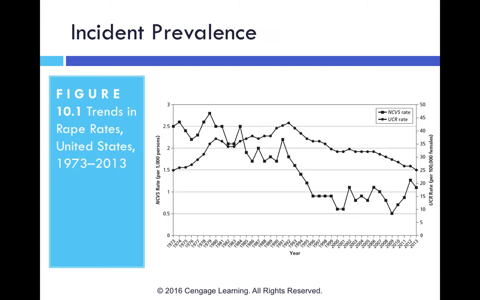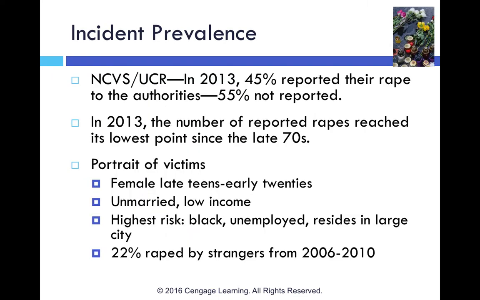We can see here some trends over a 40-year period. We've got the NCVS rate and the UCR rate here. Keep in mind that the UCR is going to be woefully underreported, because this is a crime that is often not reported to the police. In 2013, about 45% of victims reported their rape to the authorities and about 55% did not.